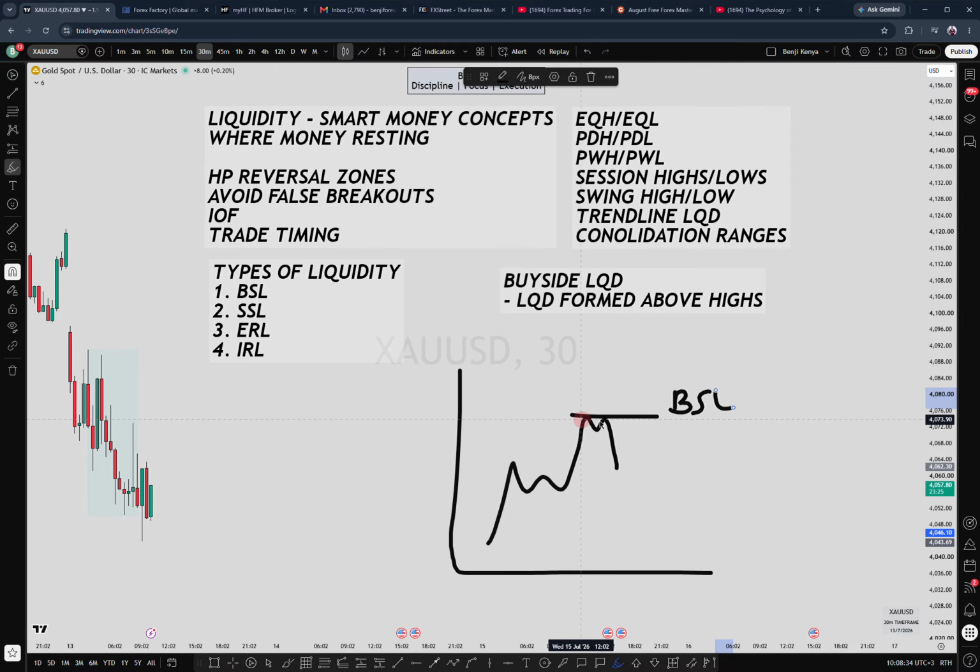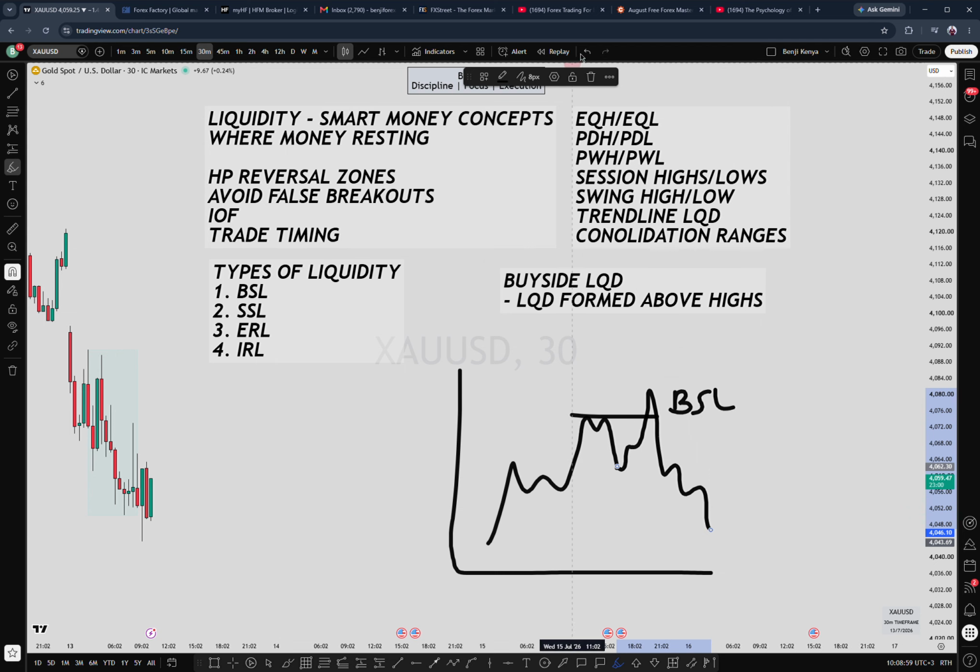This is liquidity that is formed above, so it's usually called buy side liquidity because it's offering the market buys to take out that liquidity and probably push lower. That's what we call buy side liquidity. Very important to understand. I hope you're good with buy side liquidity. We'll talk about the sell side, and then we'll be done with the buy side and also the sell side.